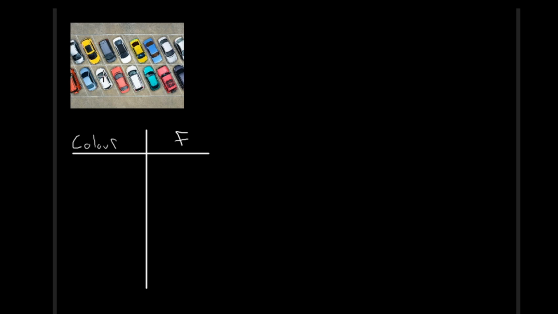Next step, we go back to our raw data and we start to group it together. One that pops out to me is white. So let's just take a look. Seems like there's a lot of white cars here. Let's count them all and go from there. A good way in this case is to cross them off as we count them. So I have 1, 2, 3, 4, 5, and 6. So first color there, white. I have 6 cars.